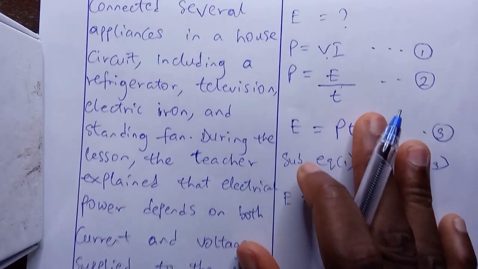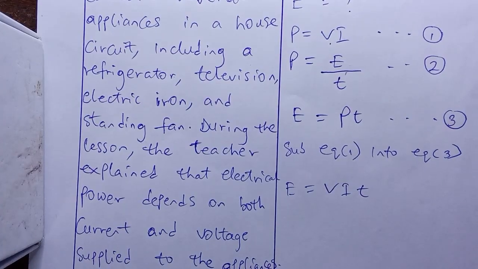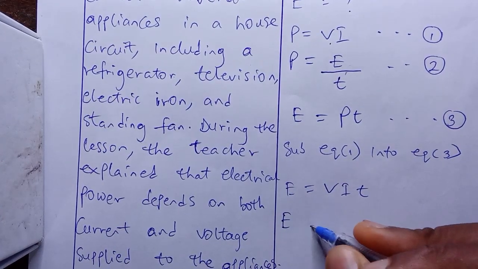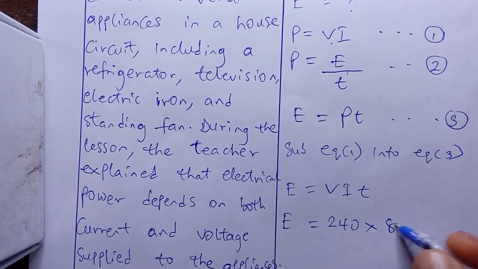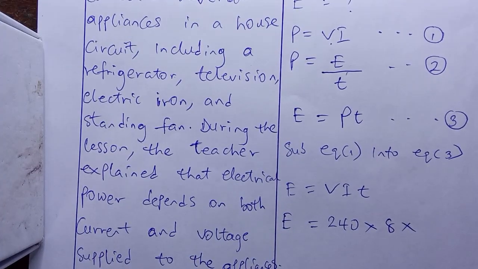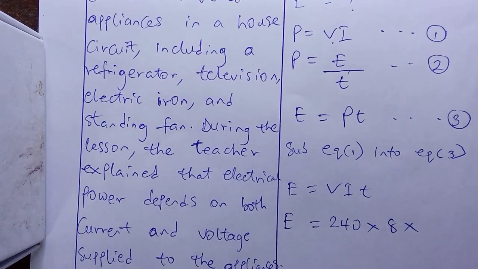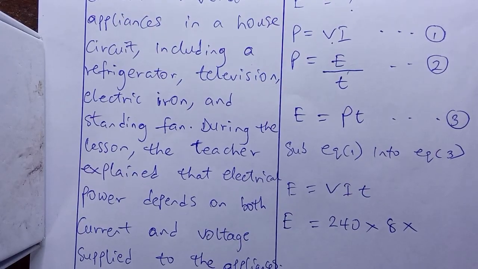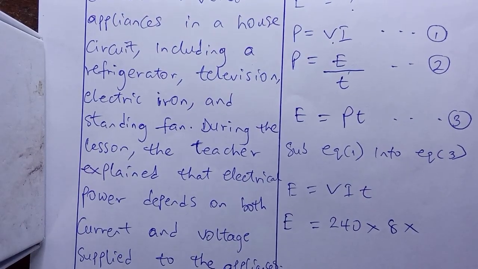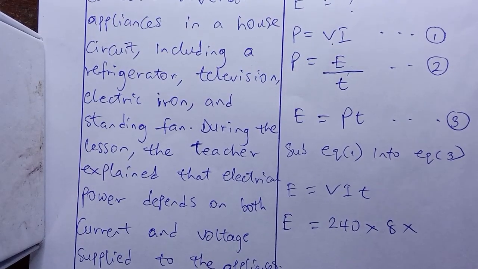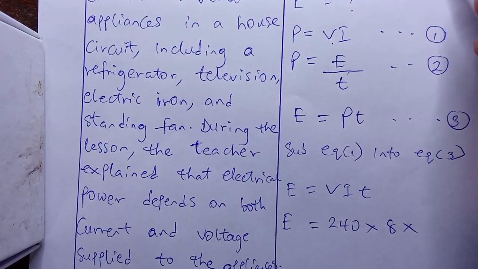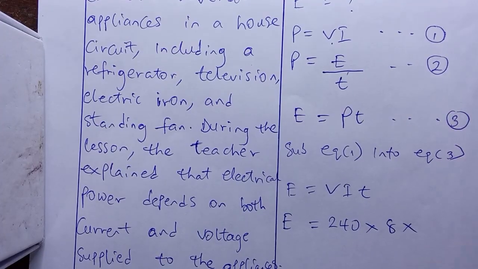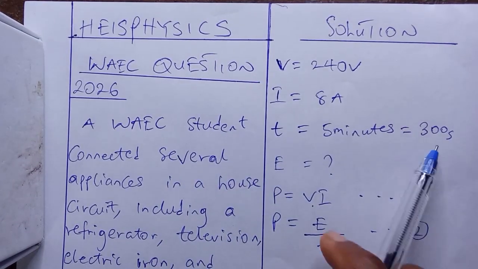So now we have all we need to solve this question. Our energy equals, our voltage is 240, times our I is 8, times our time is 5 minutes, but we can't solve in minutes. We need to convert it to the SI unit, which is seconds. 60 seconds make 1 minute. So 5 times 60 gives 300 seconds, which makes 5 minutes. So we have 300 seconds here.